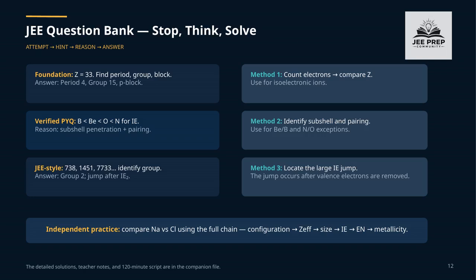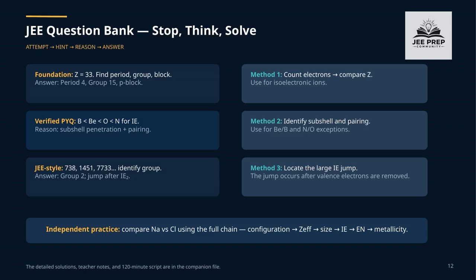Here is the exam workflow I want you to use. First, write or identify the electronic configurations. Second, classify the comparison. Same period, same group, isoelectronic, or an exception involving subshells. Third, compare nuclear charge, shell number, shielding, penetration, and pairing. Fourth, predict the trend. Fifth, check whether the property has a known exception or sign convention.